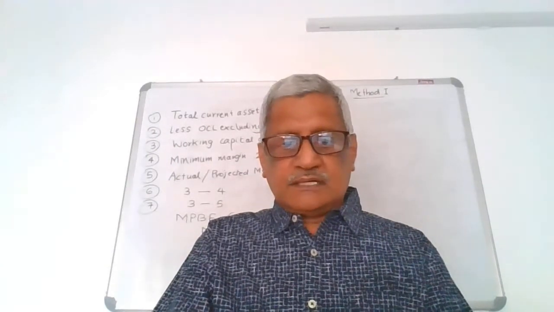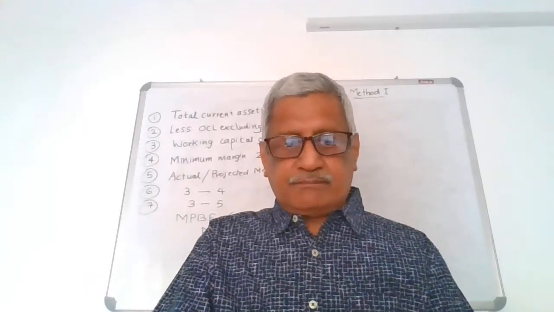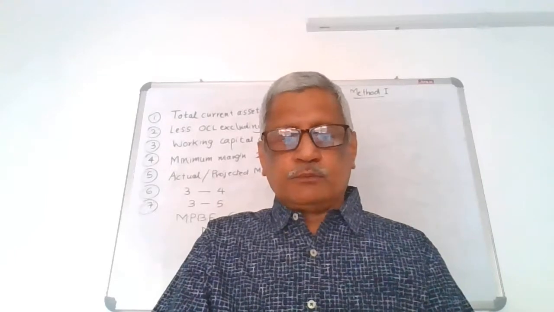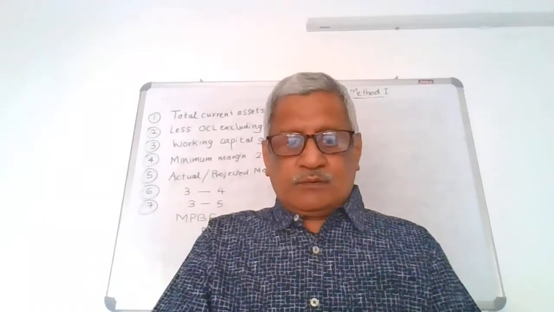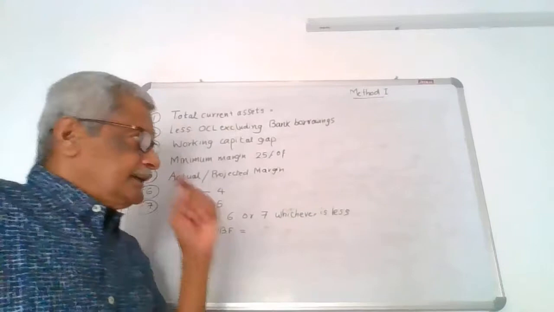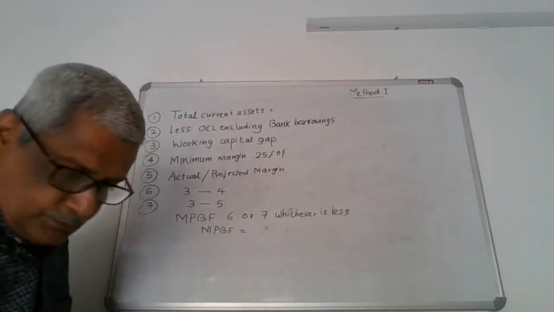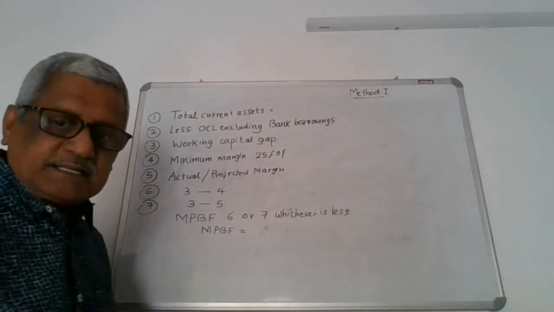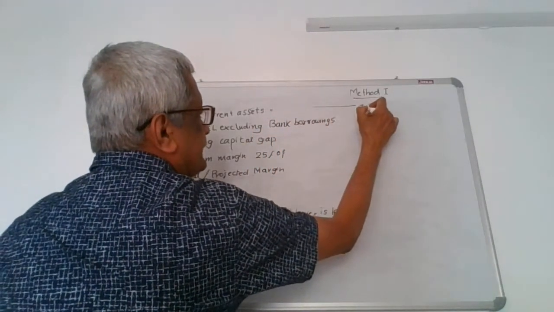In this video, series 42, I would like to explain the MBBF method 1 and 2 with a numerical example to bring in more clarity. Now, let us go to the assessment part of it. To make the calculation very easy, we start with the total current assets. I am going to explain method 1. Let the total current assets be 200.